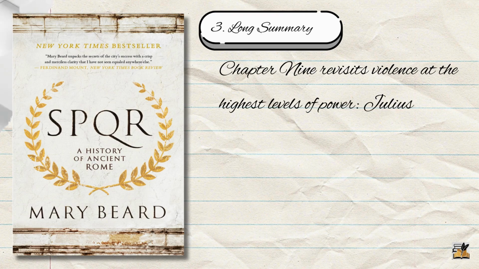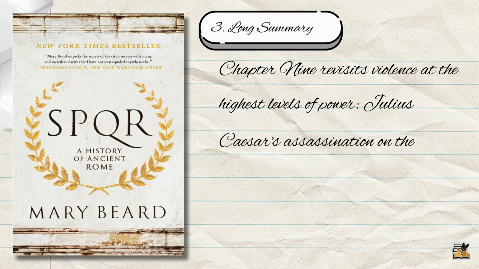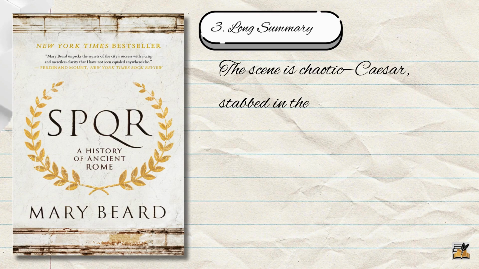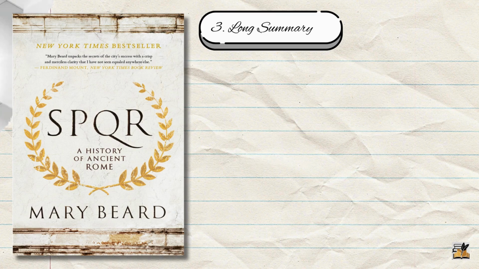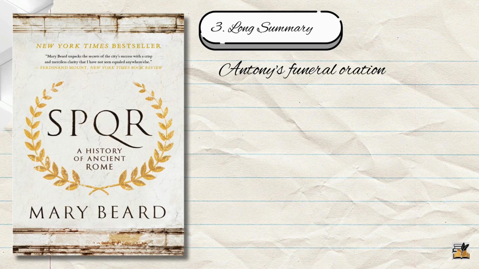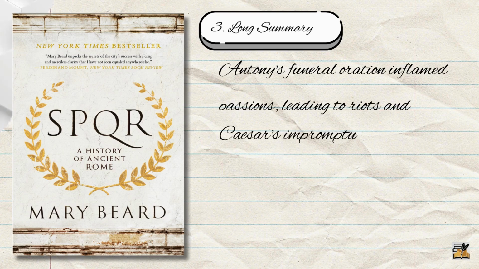Julius Caesar's assassination on the Ides of March, 44 BCE. The scene is chaotic. Caesar, stabbed in the Senate, the conspirators hoping to save the Republic from tyranny. The immediate aftermath saw confusion, fear, and frantic attempts to seize or steer public opinion. Antony's funeral oration inflamed passions, leading to riots and Caesar's impromptu cremation in the Forum.